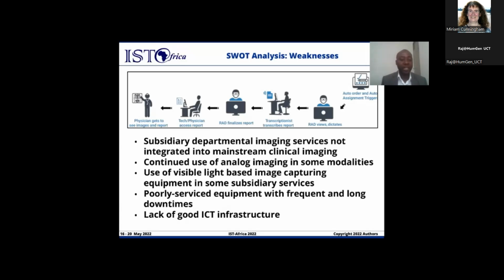We also noted that there is poor equipment servicing, which leads to frequent and prolonged downtimes. And lastly, we also noted that there is lack of good ICT infrastructure across the country.